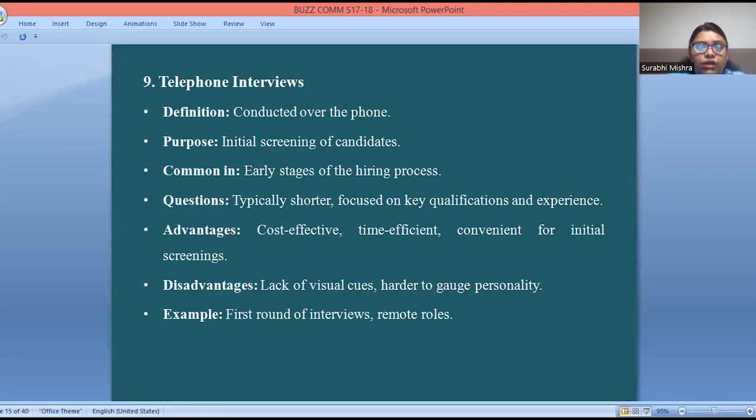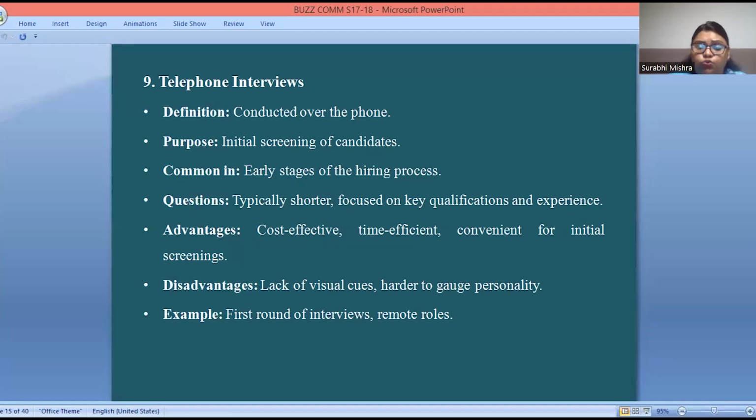So it is the very early stage of the hiring process. The questions are typically shorter, focused on qualifications, experience, and the introduction part. The advantage is that it's cost effective, time efficient, and convenient for initial screenings. We do not have to call each and every candidate to a physical location and then screen them out. We can do it over a call also. So it saves time, it saves cost, and it is also convenient for the recruiters.